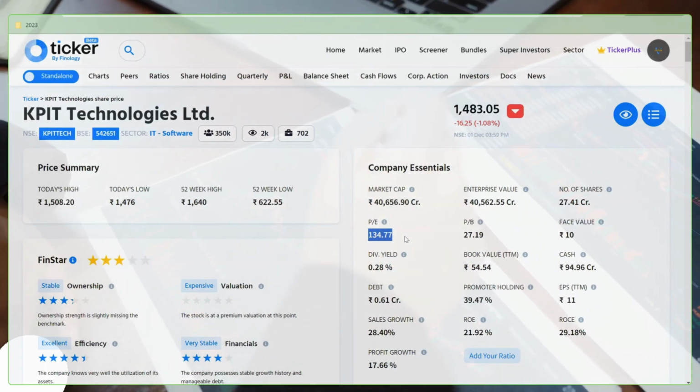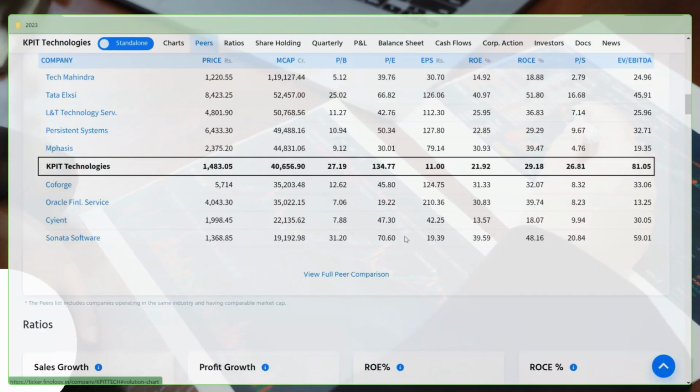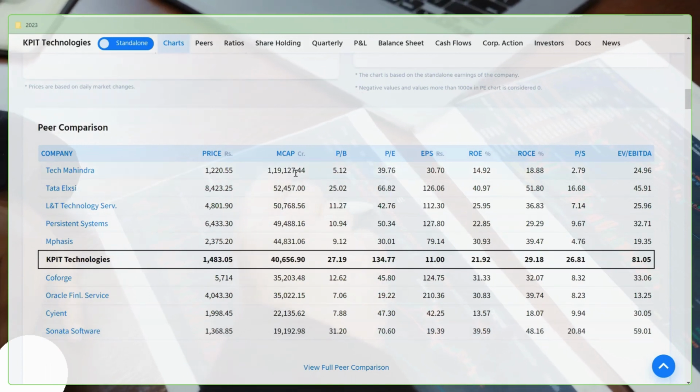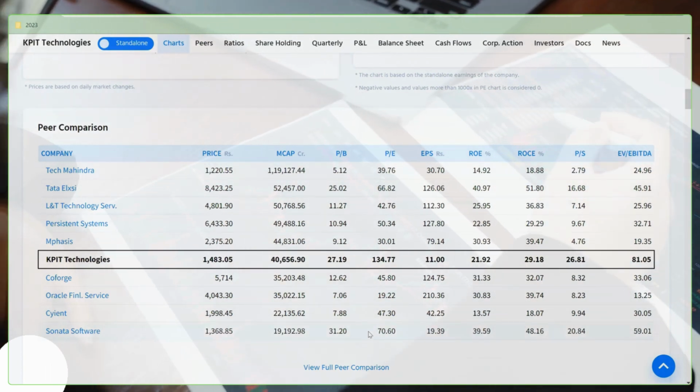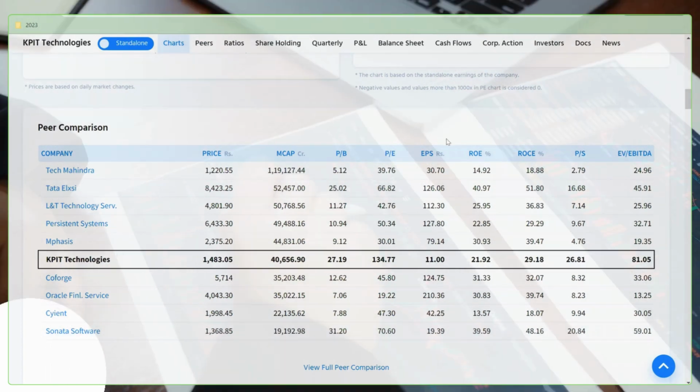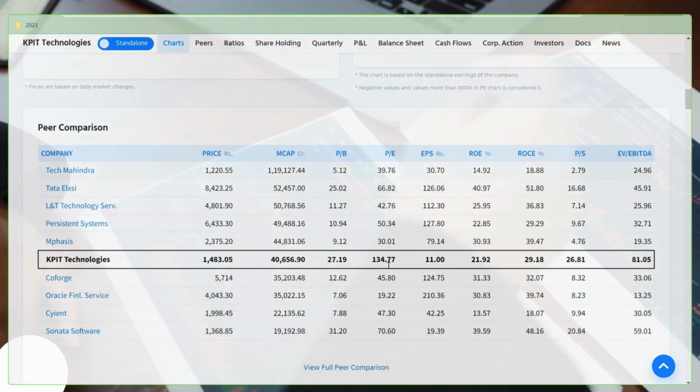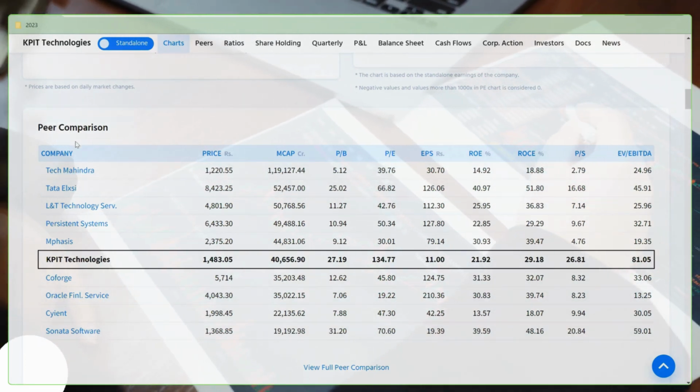So you should compare peer to peer. There is a peer comparison also. Here you can see all the IT peer companies and their P ratios. Is there an option to sort? No, there is no option to sort, but you can see them. They are comparing all the peers.